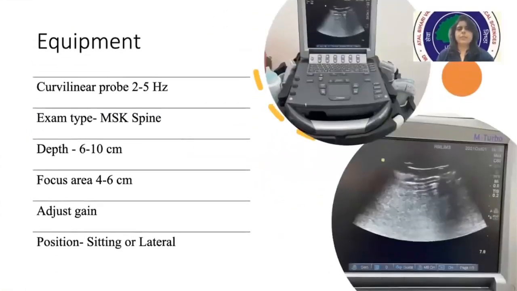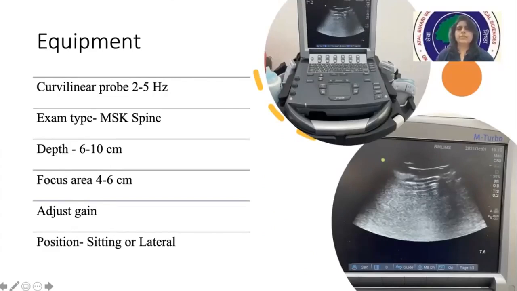So be familiar with the equipment before you go for the procedure. The probe which you have to use is curvilinear probe. You can see here, the frequency of this probe is around 2 to 5 hertz. Switch to the examination type MSK, musculoskeletal, and if it is an advanced machine, you can also find MSK spine mode. Then mode will be definitely two-dimensional, 2D mode. The depth which you have to set is around 6 to 10 centimeter, and your focus area will be 4 to 6 centimeter, except in morbidly obese, where it may increase. Then adjust the gain accordingly.